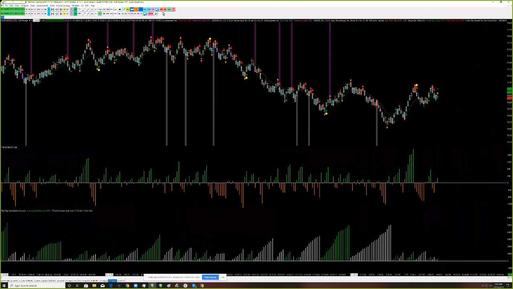Let's start drawing out our stuff. So this has to be the attempt at the left shoulder. So you're not busted until you close underneath that. Hypothetically, let's draw this out.